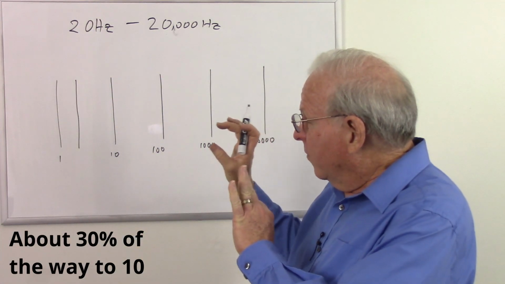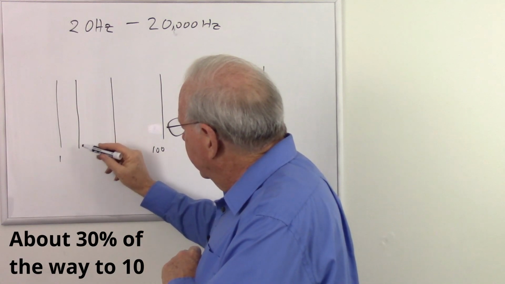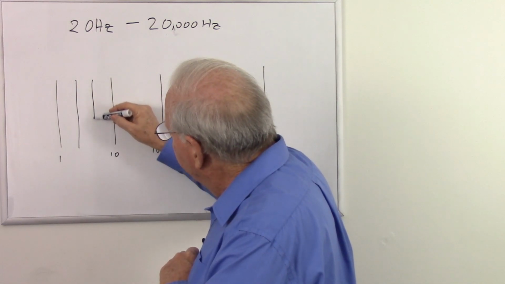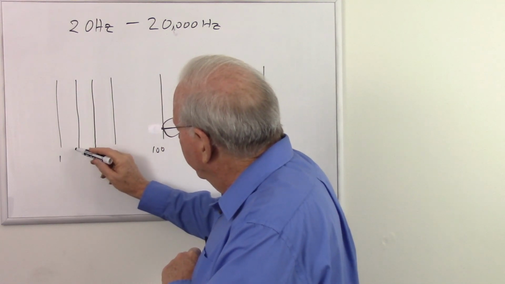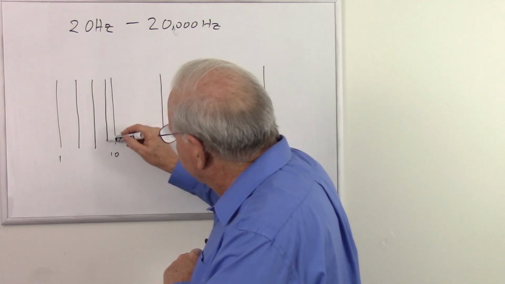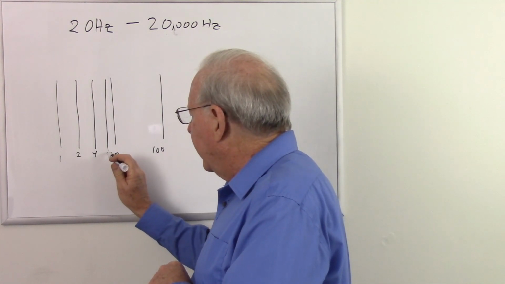If everything works right, I should be able to squeeze this in here. If that's right, then 4 should be right about there. And then 2, 4, double it again. That should put us at about 8. Look at that. Not quite perfect, but there's 2, 4, and 8.